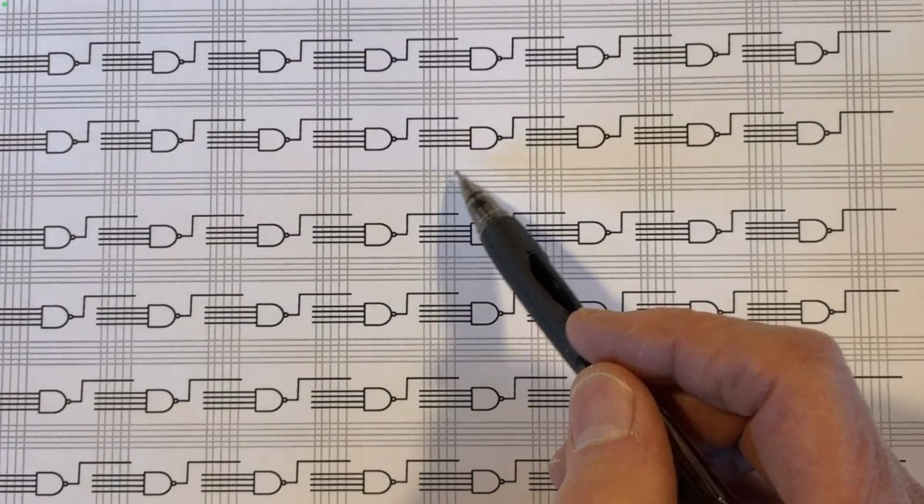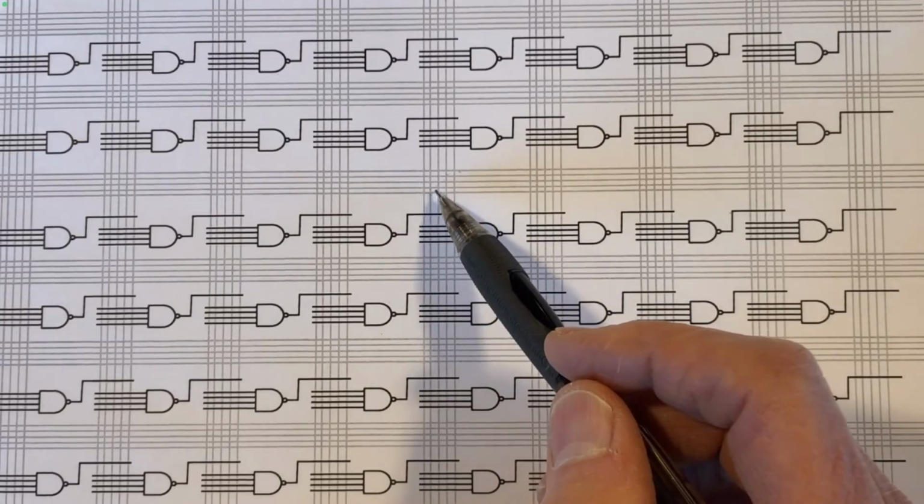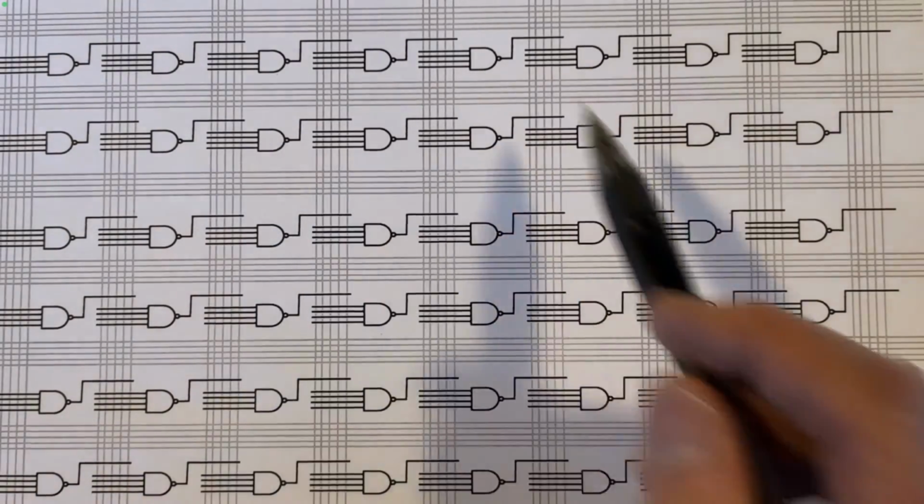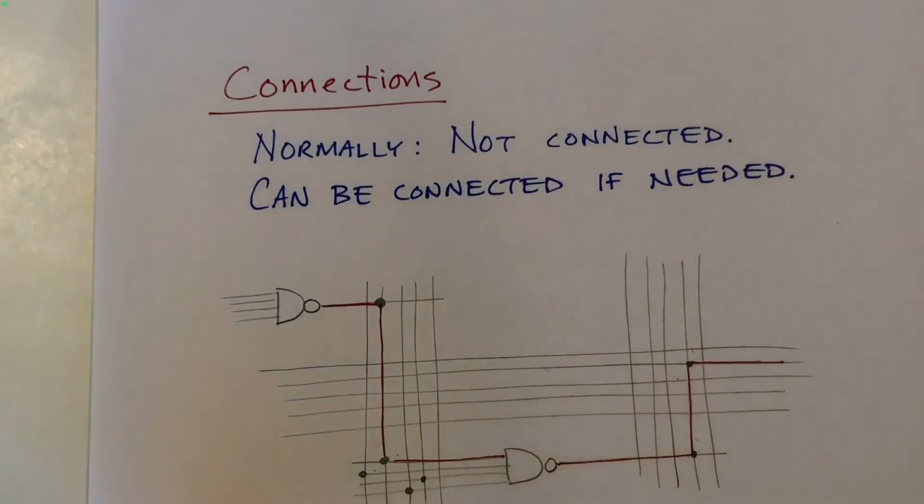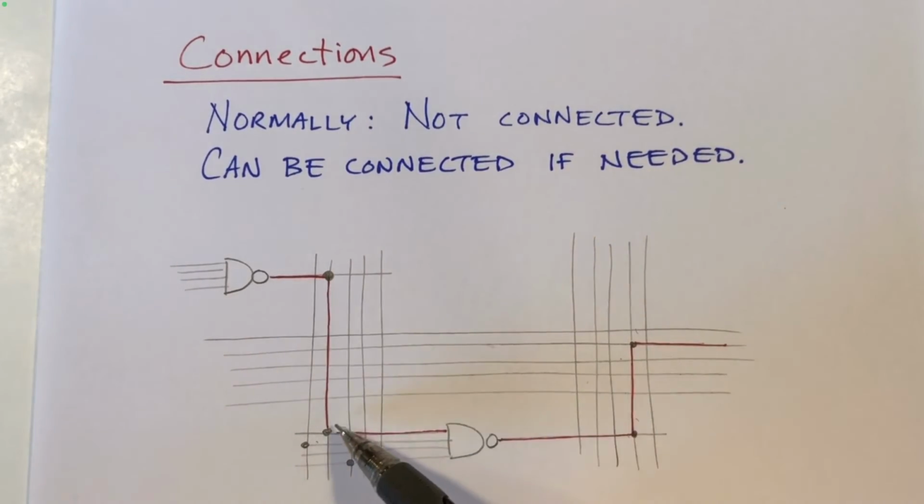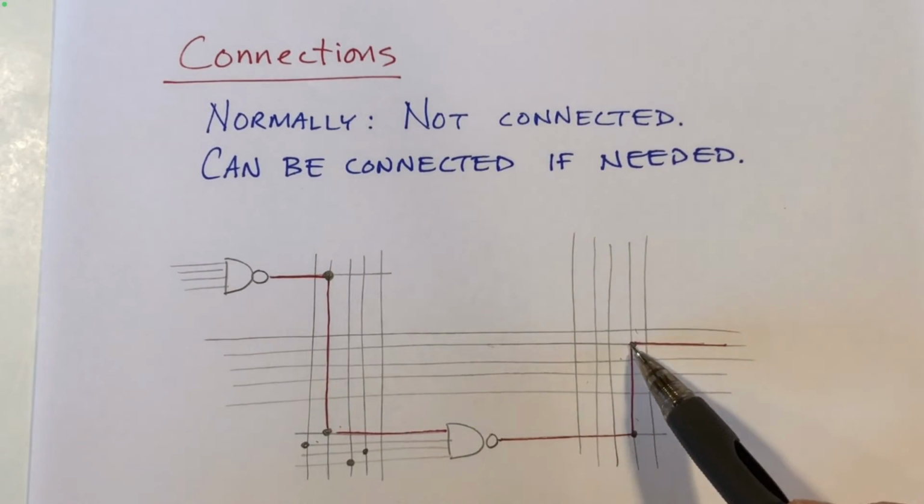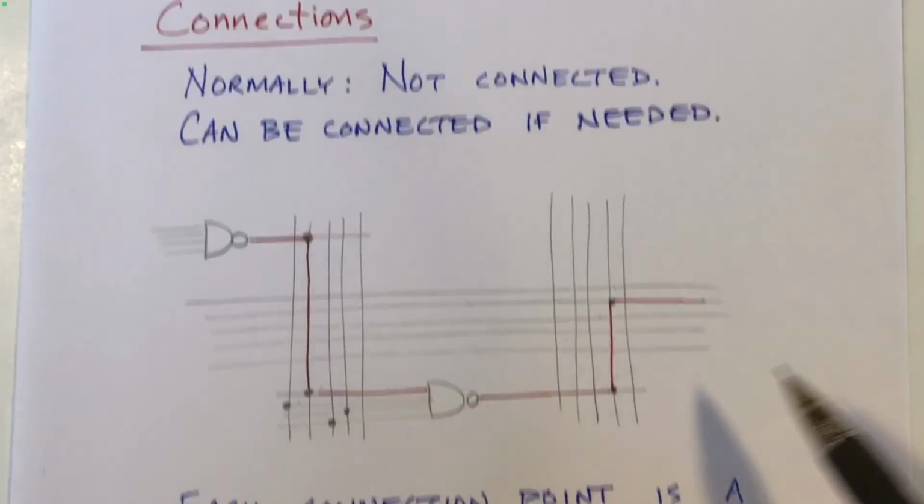But these intersections here are not connections, they are potential connections. So in order to put your circuit into this array of gates, you're going to need to program it. You're going to need to make the connections. So here where I've drawn a dot, I want the connections to occur. And so in that way we can build up a circuit.